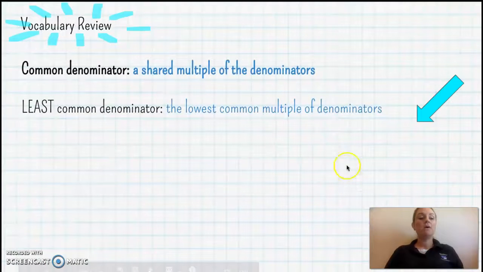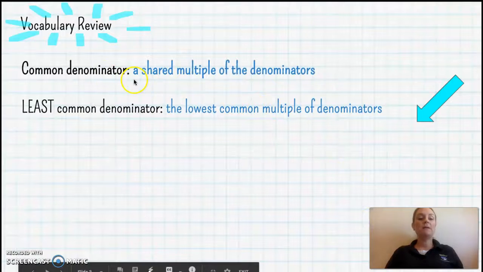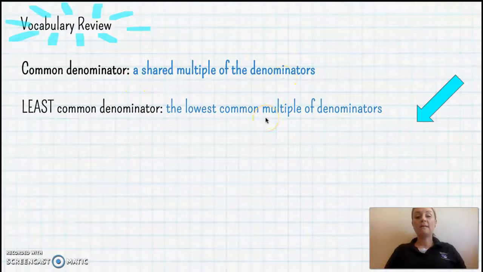All right. So just as a reminder, common denominator is a shared multiple of denominators. If I had 4 and 6 as my denominators, then I know my least common multiple is going to be 12 because 12 is both a multiple of 4 and 6, and it happens to also be the smallest one for both of those that's common. You have your least common denominator. That's the lowest common multiple of denominators, which I just mentioned. 12 would be the lowest for 4 and 6. Okay.